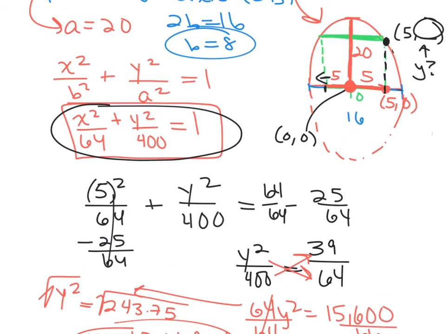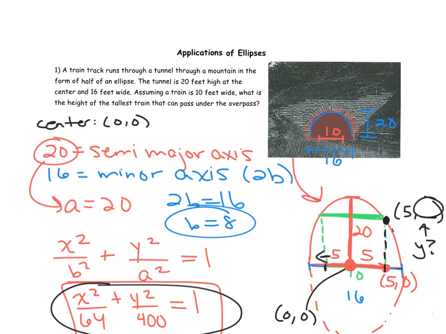The maximum height that this train could be. So what's the tallest height? The max height it could be would be 15.61 feet. Otherwise, it's not going to clear the opening of the tunnel, right? If it's any taller than that 15.61 feet, it's going to end up crashing.